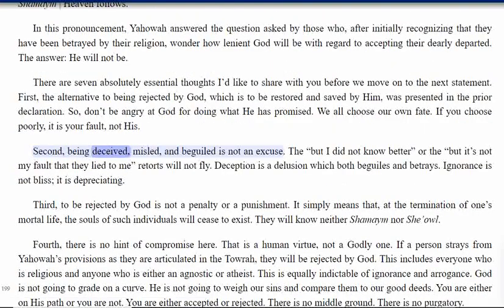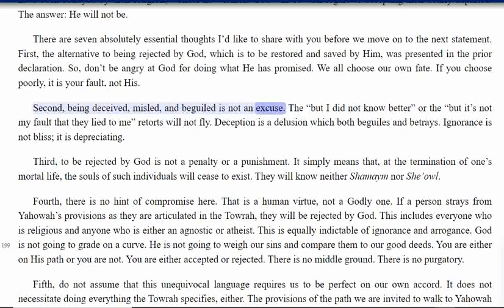Second, being deceived, misled, and beguiled is not an excuse. The "but I did not know better" or the "but it's not my fault that they lied to me" retorts will not fly. Deception is a delusion which both beguiles and betrays. Ignorance is not bliss, it is depreciating.